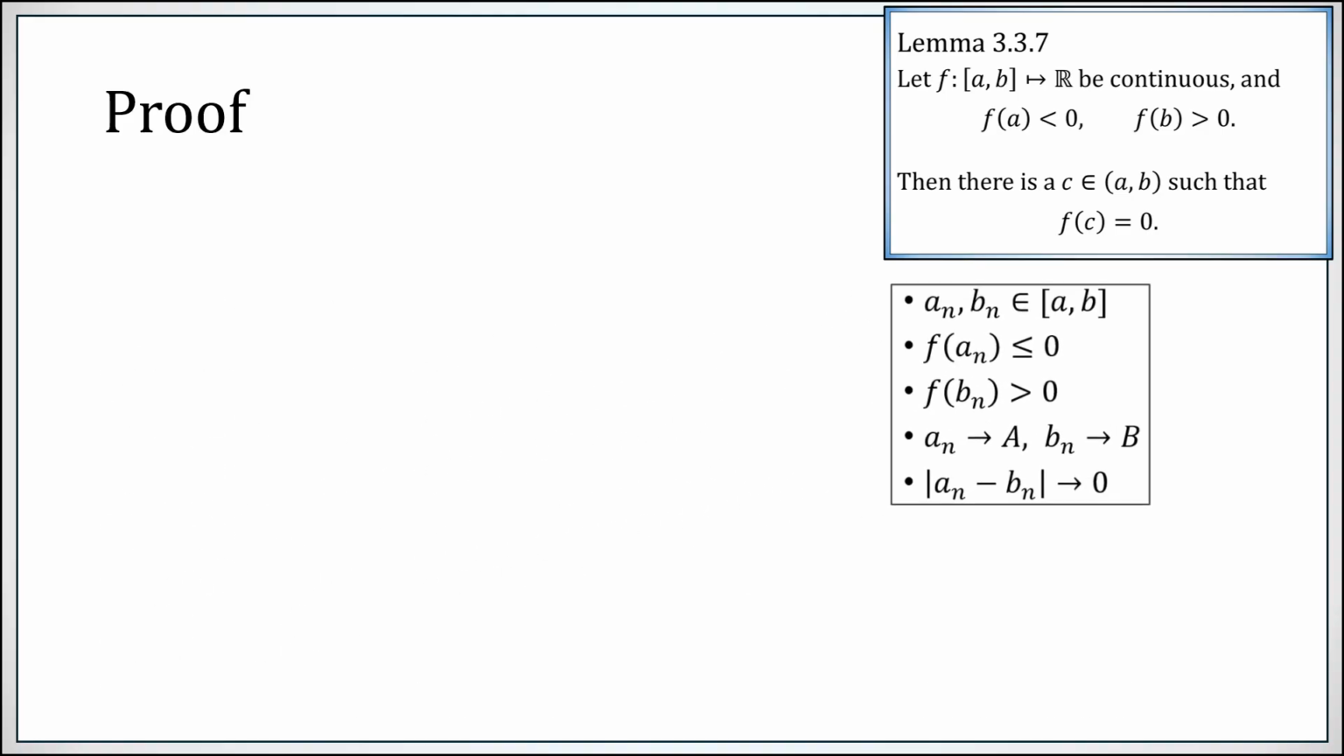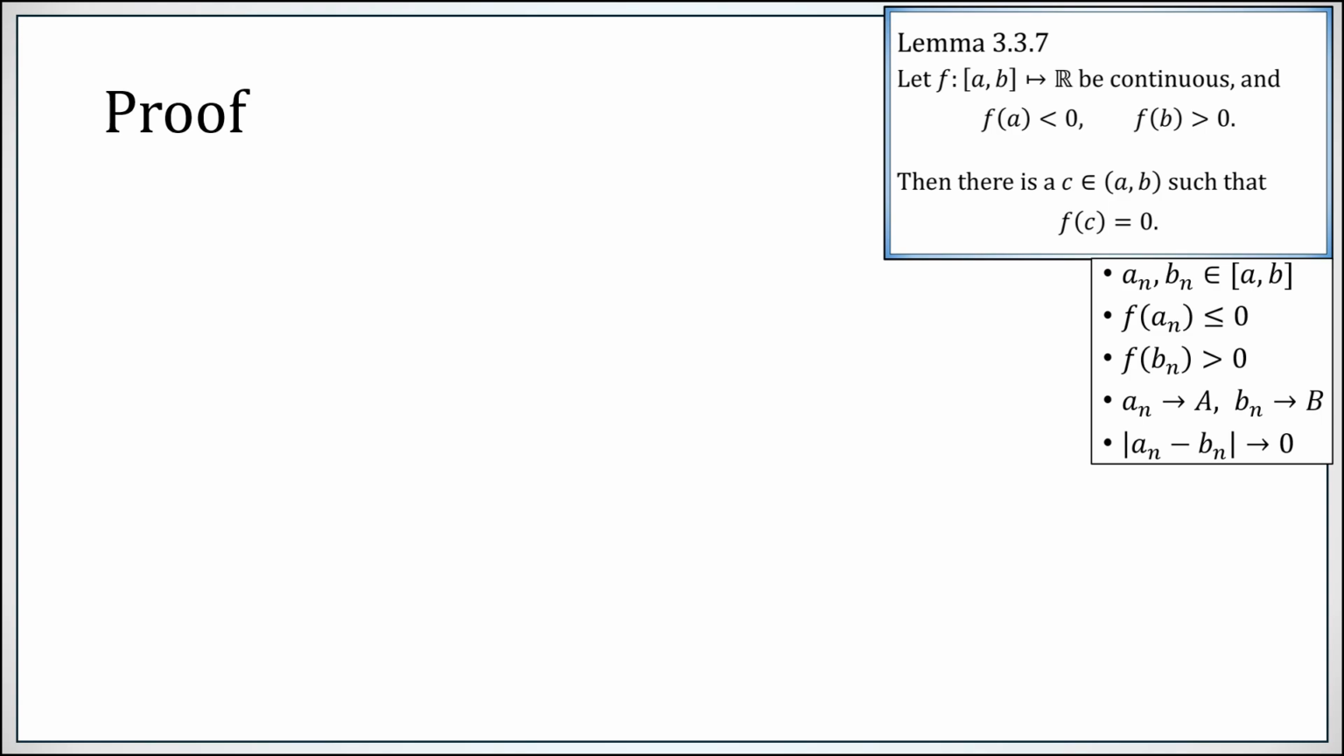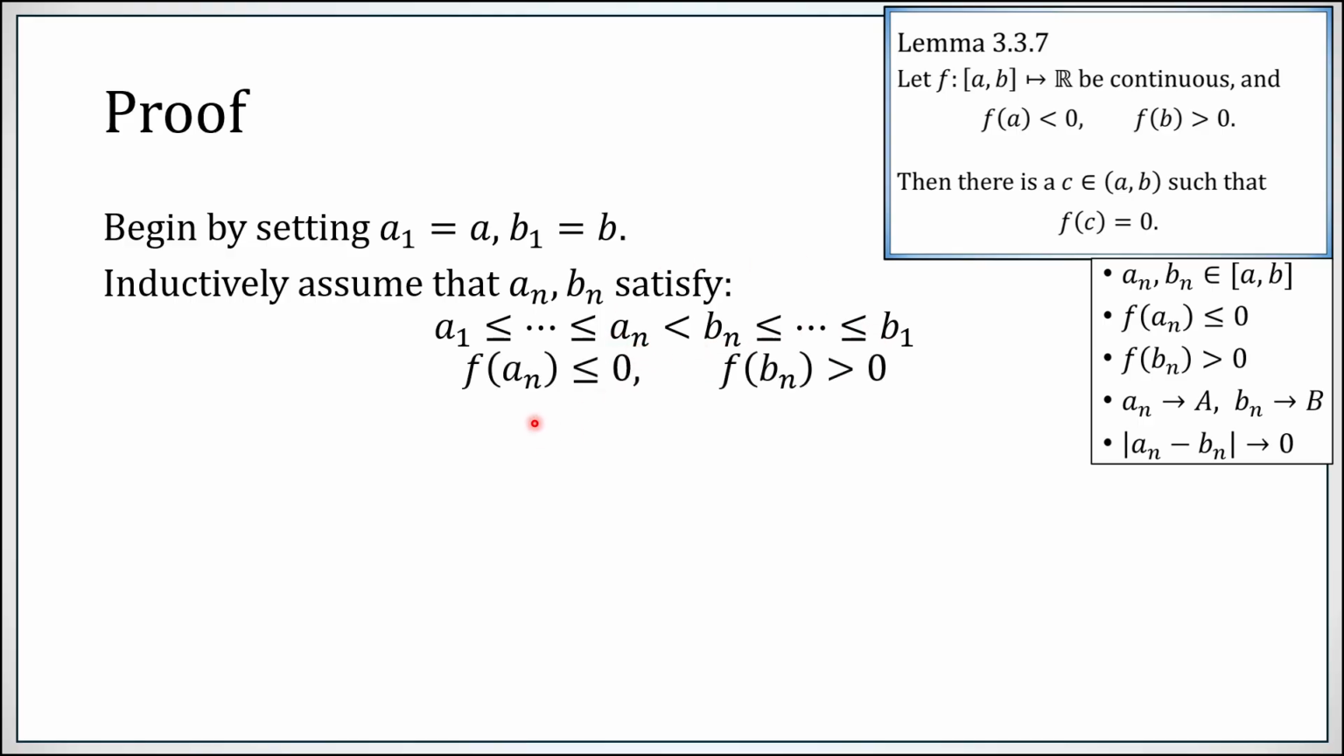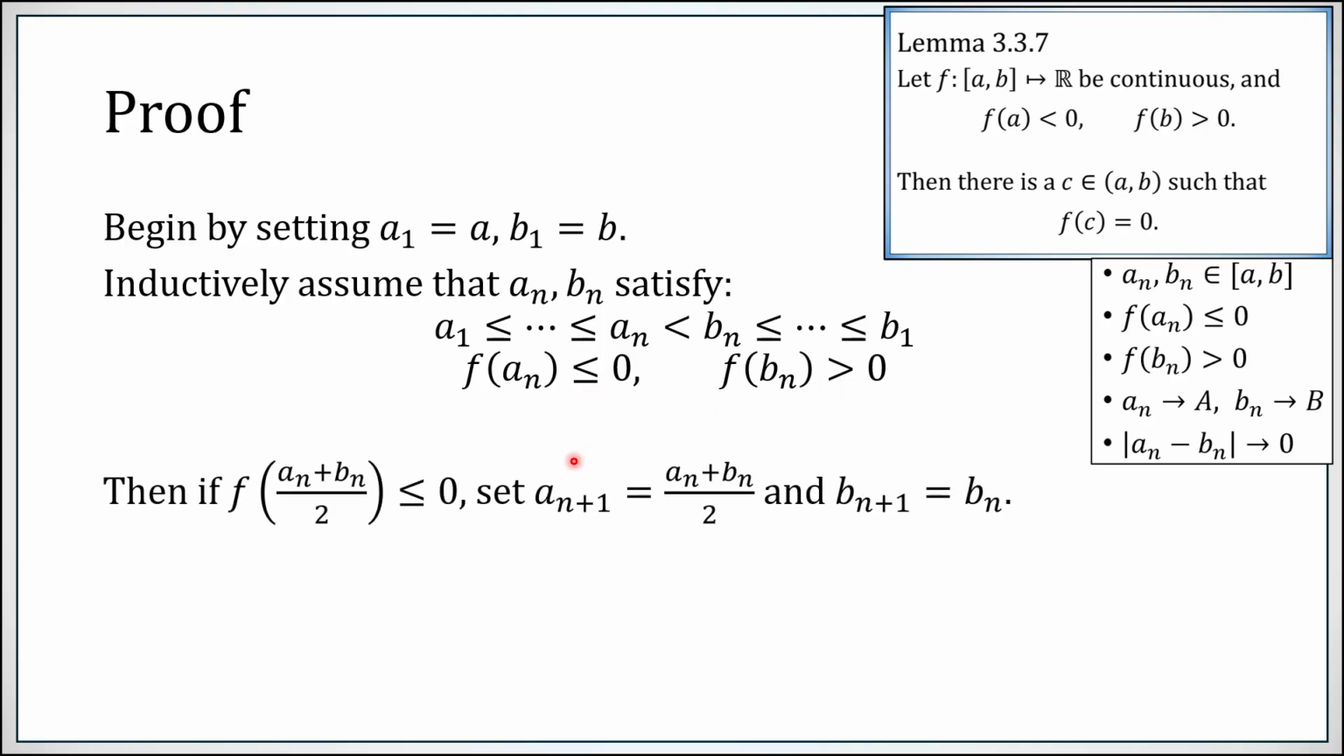So let's stick these desired results over on the right here. So that little box there is what we want to establish. So we're going to begin just by picking a_1 and b_1 to be the left and right endpoints of our domain. Now let's inductively assume we've chosen a bunch of points that satisfy essentially everything we need. First of all, that the a's are increasing, the b's are decreasing, but they bound each other. We also want f of a_n to always be non-positive and f of b_n to be positive. So if we have done this, if f of the midpoint is less than or equal to 0, pick that as your next a_{n+1}.